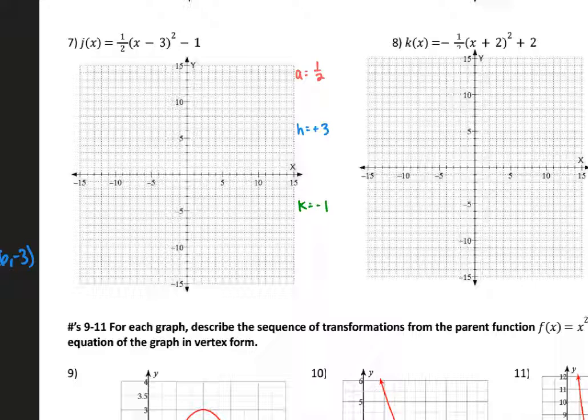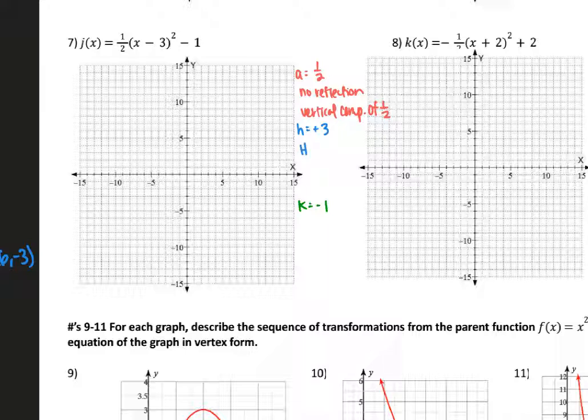All right, so now talking about the transformation. So looking at A, it tells us two things: whether or not there's a reflection. Since it's positive, that means there's no reflection. And it tells us if there's a stretch or compression. So A is 1/2, which means it's closer to 0, which means there's going to be a vertical compression of 1/2.